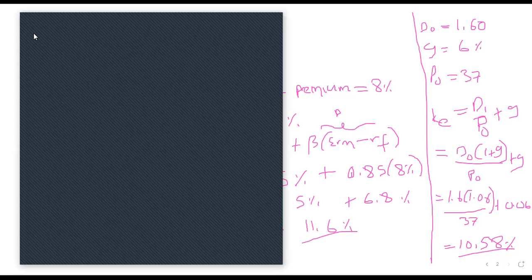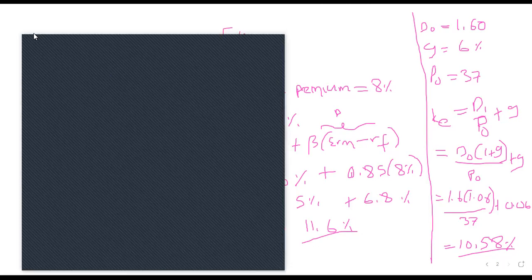Okay, so we can go to another question. So that is how you calculate the cost of equity using Gordon's model. And the solution is on the group. Is it clear? Is anyone lost behind?